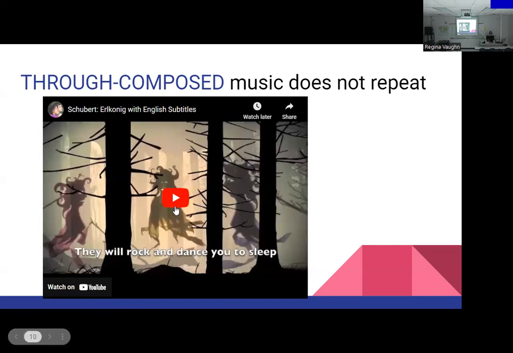This is Erlking by Schubert. It's based on a poem by Goethe. Schubert was a romantic composer, and they like everything dark and macabre. So this is pretty dark and it's pretty macabre, but it is an example of through composed music with a twist.